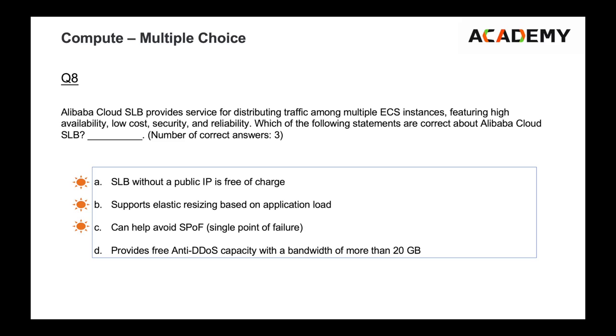And the correct answer is ABC. Server load balancers that don't have a public IP address are indeed free of charge. Server load balancer does support elastic resizing, and it can help avoid single points of failure because it's an HA service that spans multiple zones. It does not provide free anti-DDoS capacity up to 20 gigabits per second. Instead, it caps out at 5 gigabits per second, which is why answer D is false. So the correct answer is ABC.